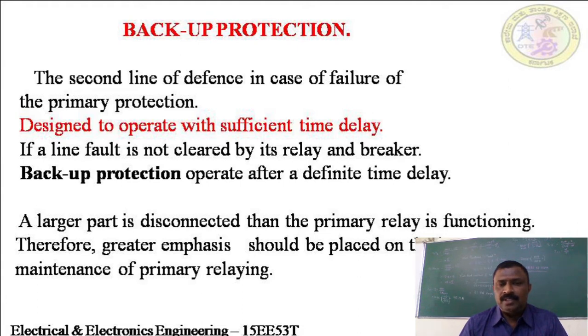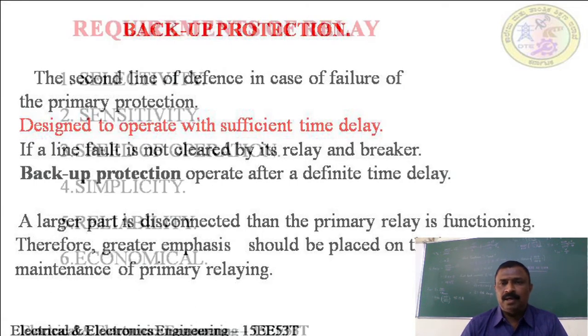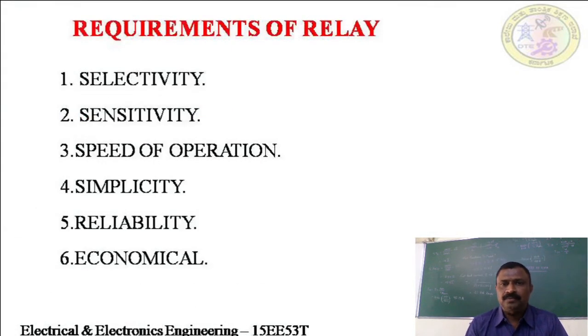Therefore, greater emphasis will be given to maintenance of the primary relay. So this clearly shows we have two types of protection: primary protection and backup protection. Primary protection is called the first line of defense. And when the primary protection fails, the backup protection will act as the protective equipment for the system or for the line.